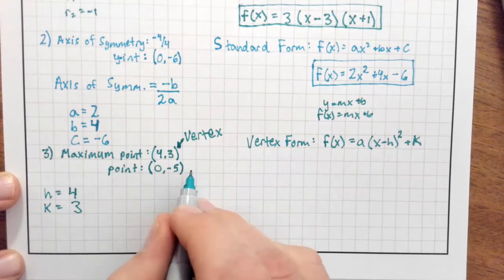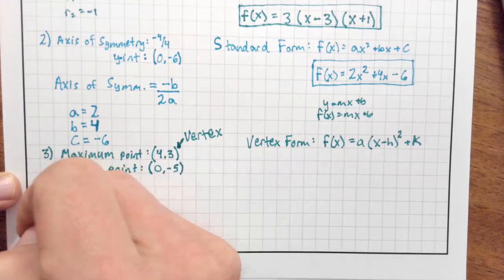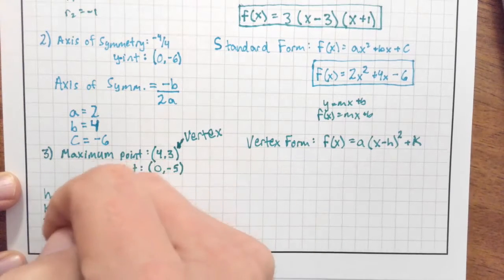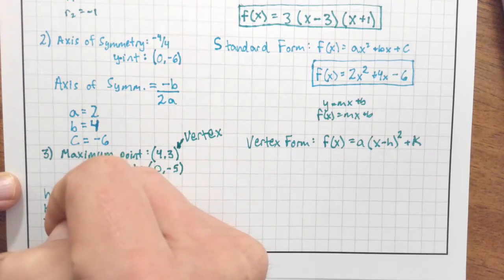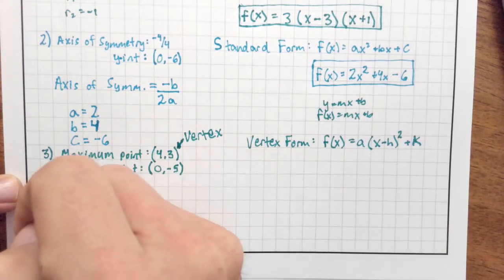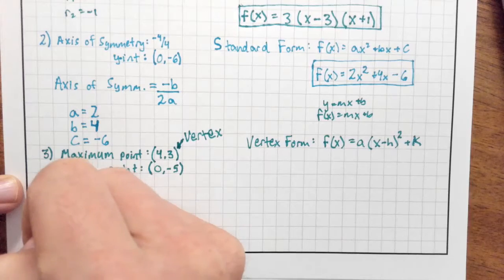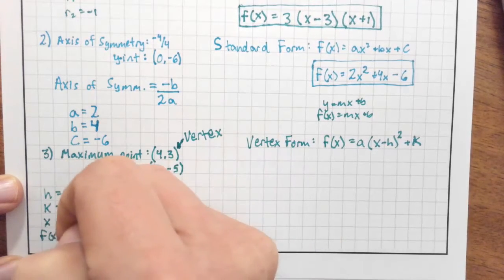The point that it passes through, this is going to be true for any point. When I plug in x equals 0, it should be spitting out a -5. x is 0. Our function, our output variable, is -5.